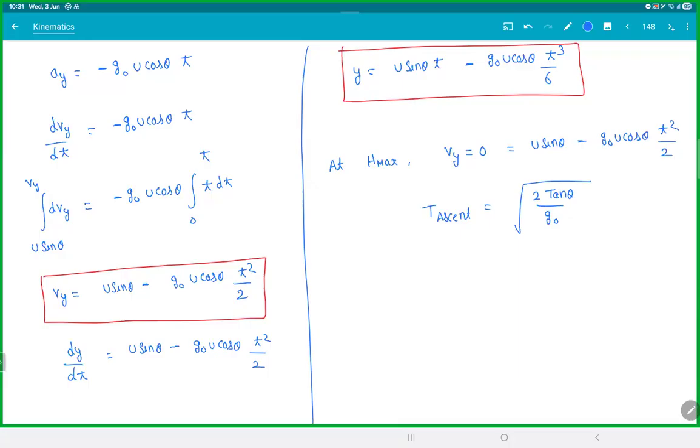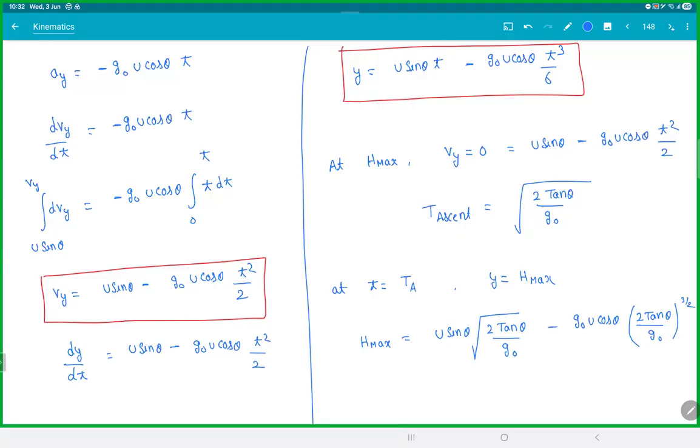Now, if you take this and put in the y coordinate, you get the h max. At t is equal to time of ascent, y will become h max. So take this and dump it there. So h max will be u sine theta root 2 tan theta by g naught minus g naught u cos theta root tan theta g naught by 3 by 2.